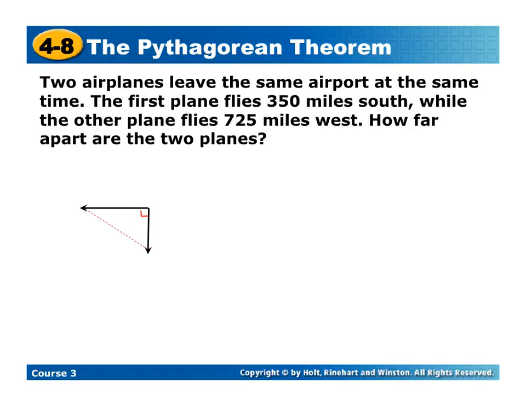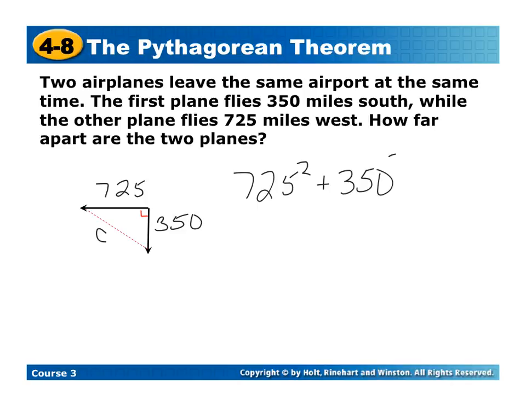So one might think that you're adding, but because they're flying in different directions, so here we have 350 miles, and here we have 725, and the distance is going to be that hypotenuse again. So we can use the Pythagorean theorem by squaring both of our legs.